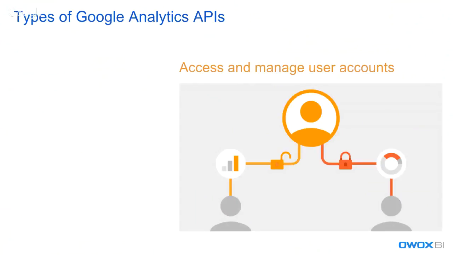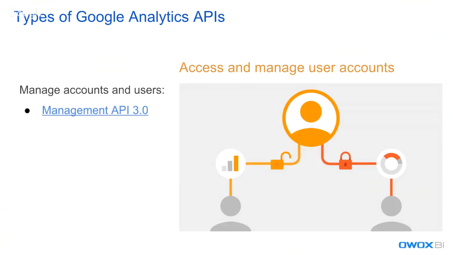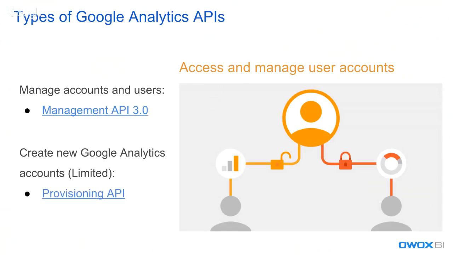The next category of APIs helps you to access and manage user accounts. Here we have the API for managing accounts and users. It's called the Management API. And also we have the Provisioning API that helps you to create new Google Analytics accounts without entering your Google Analytics interface. So you can create Google Analytics accounts programmatically.